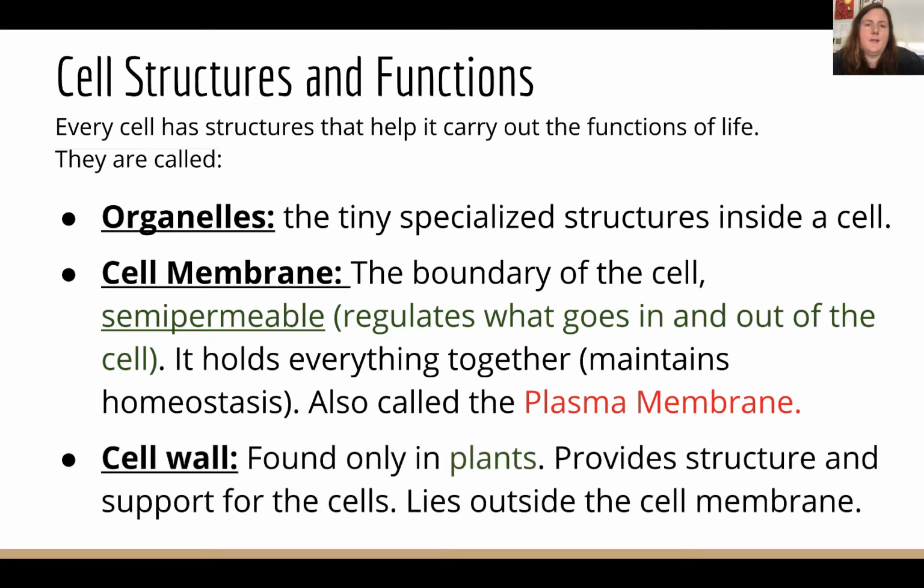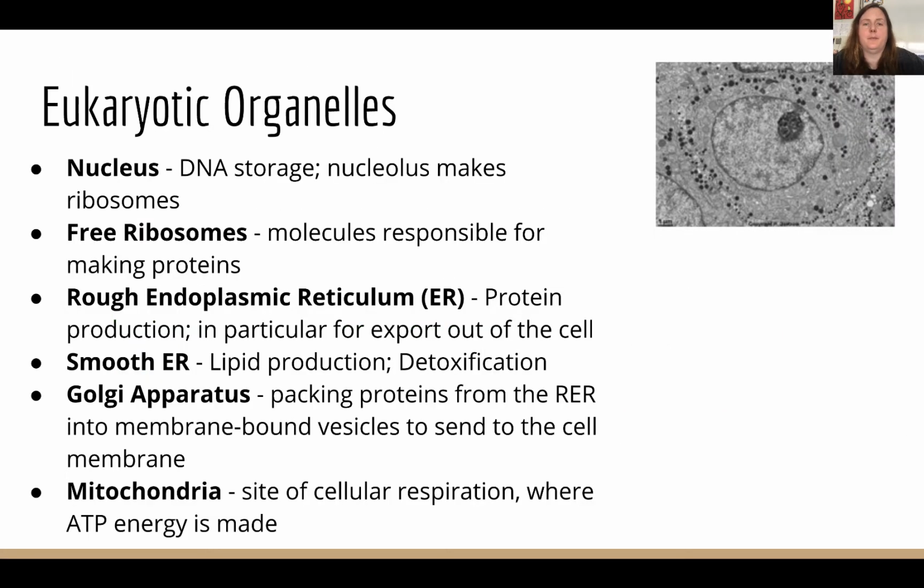And one of the other cell structures is a cell wall. And cell walls are found just in plant cells, not animal cells. They provide structure and support for the cells, and it lies on the outside part of the cell membrane. Now we're going to look at some eukaryotic organelles. Here is the nucleus, and the nucleus is where genetic material is stored. And it also has another little part inside of it called the nucleolus. And the nucleolus is where ribosomes are produced in a cell.